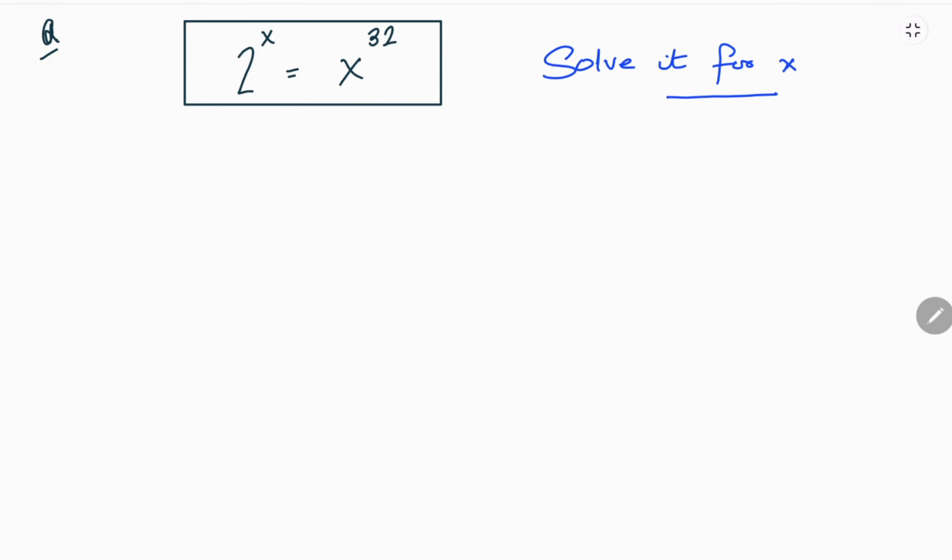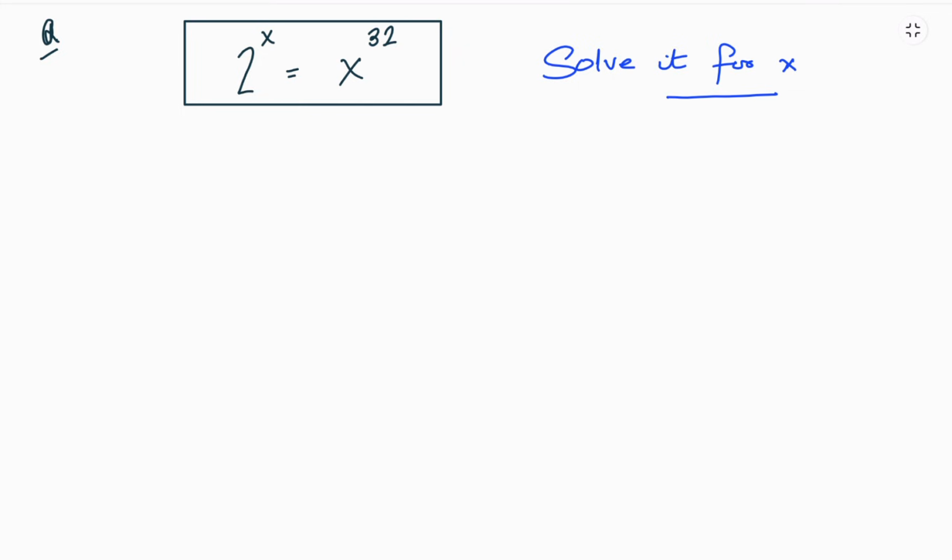Okay, so if you look at this question carefully, you have 2 raised to power x. Here you have x in the exponent, and on the right hand side you have x in the base, right? Whenever we see x in the exponent, what do we do? We take log, right? But here we will try to avoid log. What will we try to do? We will try to make it in this form.